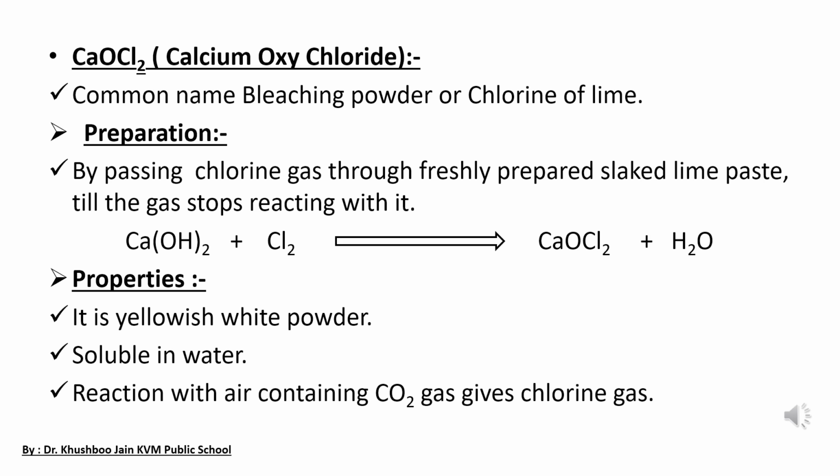Now, in today's class, we'll start with the next compound, that is calcium oxychloride, means CaOCl2. The common name of calcium oxychloride is bleaching powder or chlorine of lime. It is prepared by passing chlorine gas through slaked lime or calcium hydroxide till the gas stops reacting with it.